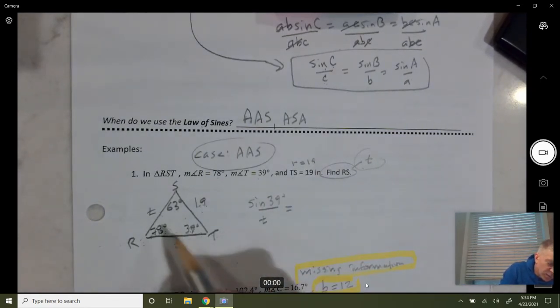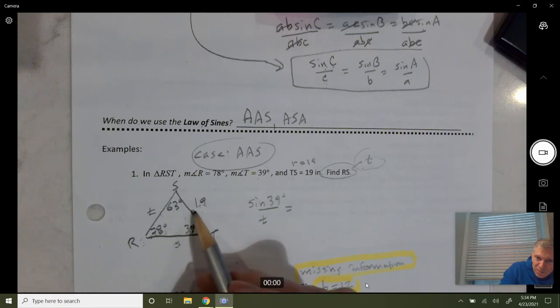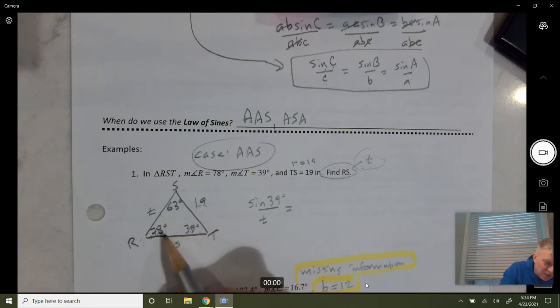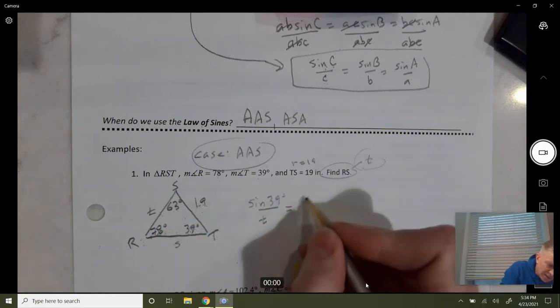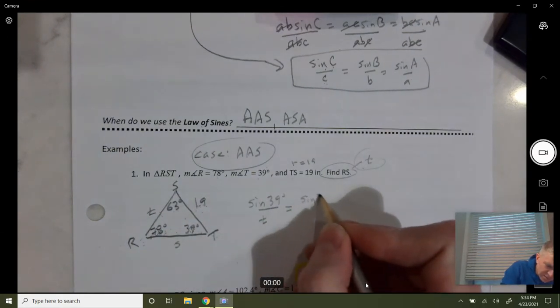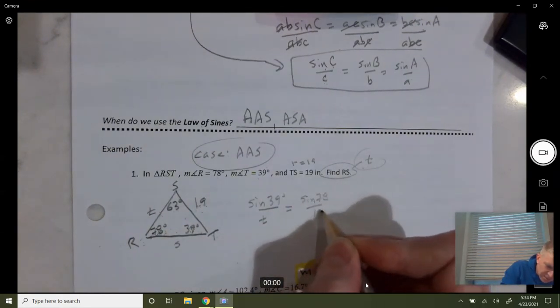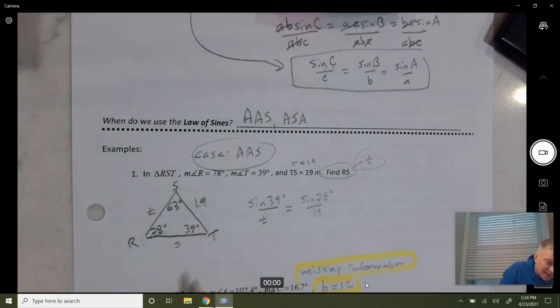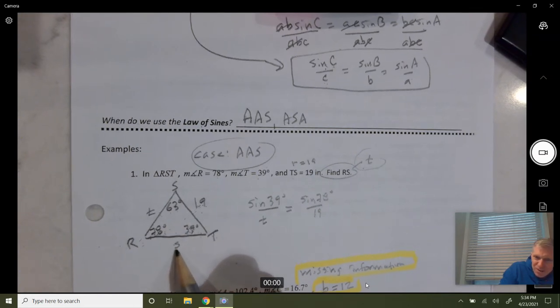the pair where we have both an angle and its opposite side. So sine of 78 over 19. Yes, this would also be equal to sine of 63 over s, but we don't know s, so that's not going to help us as much. We'd have two unknowns if we used that.